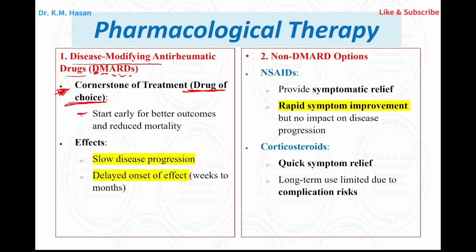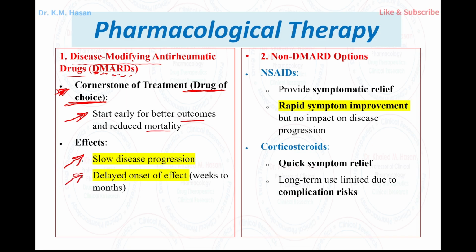Start using this group of medication as early as possible. Start early for better outcome and reduced mortality in rheumatoid arthritis. The effect of this medication is a great effect. They said this medication slows progression of the disease. This medication has a delayed onset of effect, from weeks to months.